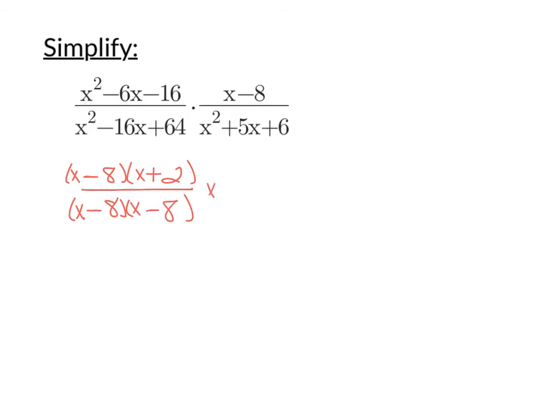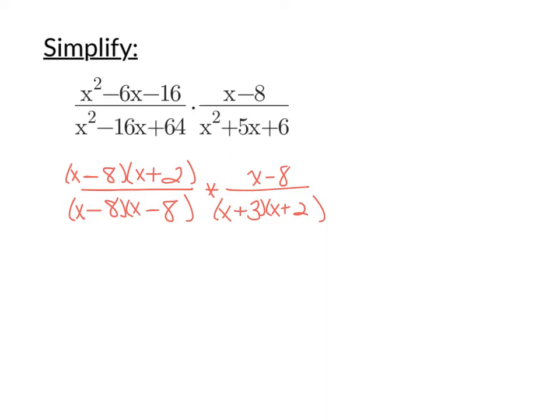Moving on to the next fraction, my numerator is x minus 8, and it's going to stay as x minus 8. In the denominator, factor x squared into x and x, and 3 times 2 makes 6, and 3 plus 2 makes that 5.